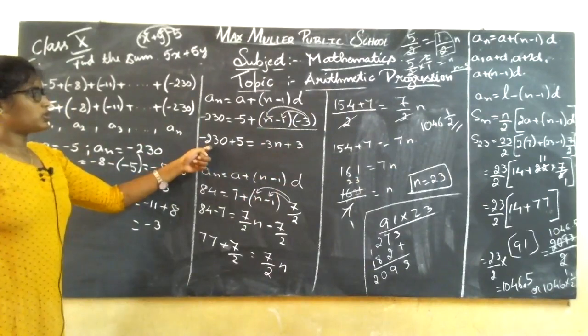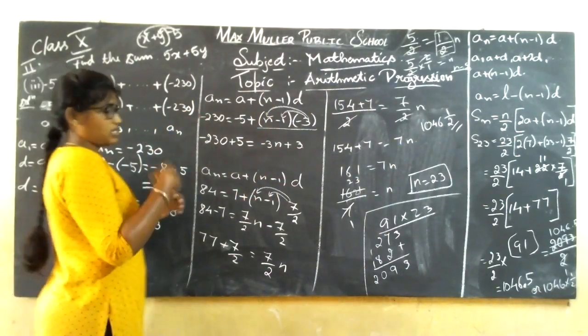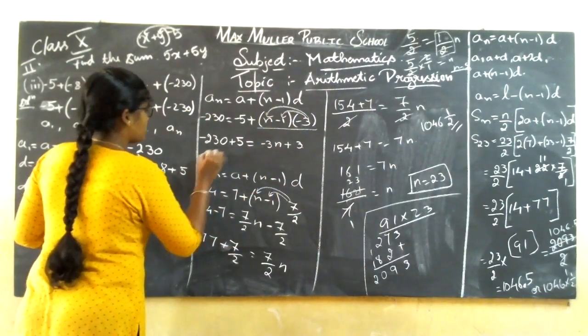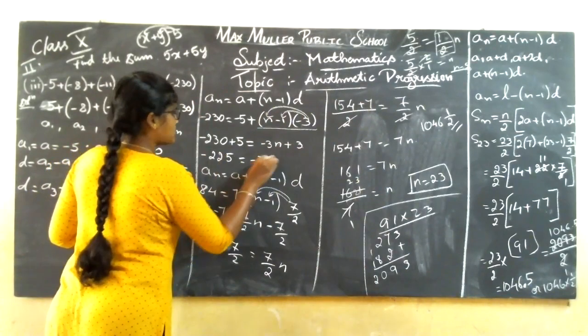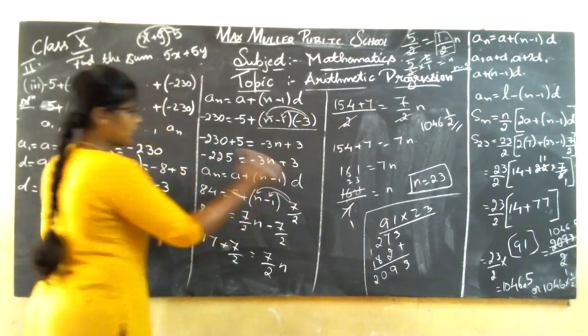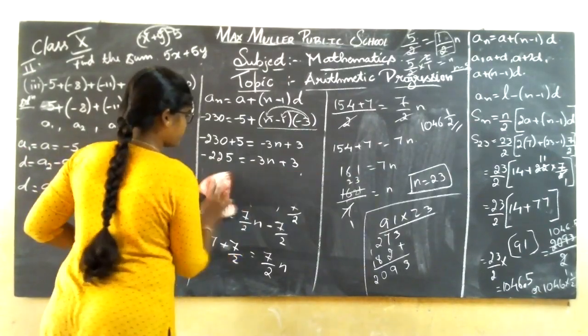So in 230, 5 goes, if it has been subtracted by 5, so what is the answer you get? 225 is equal to minus 3n plus 3. If this plus 3 comes that side, it is minus 3.